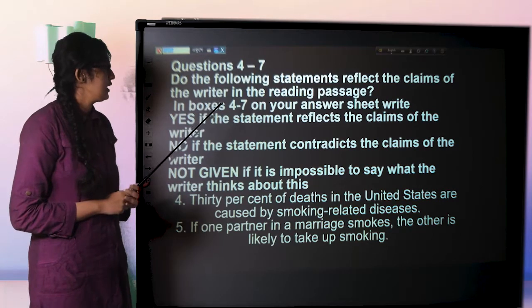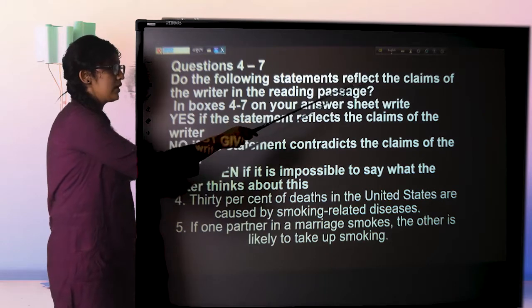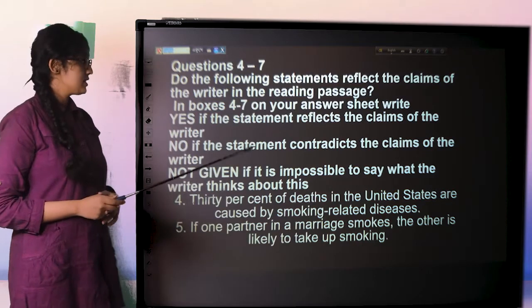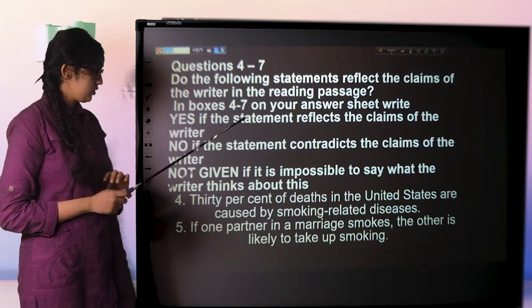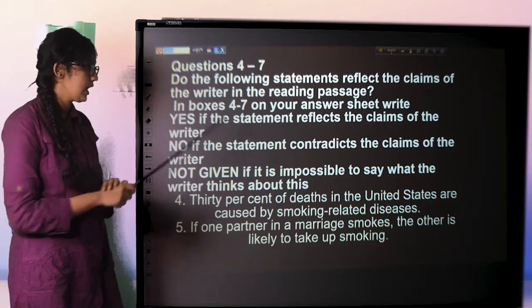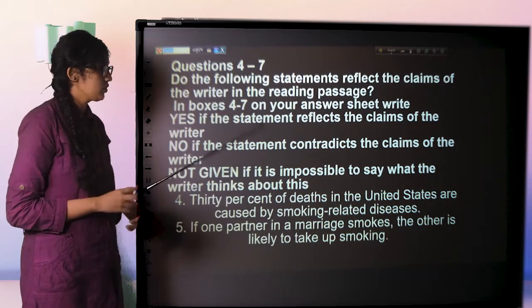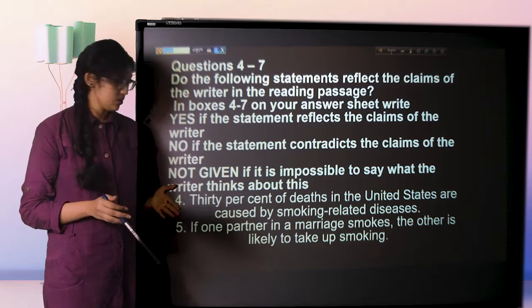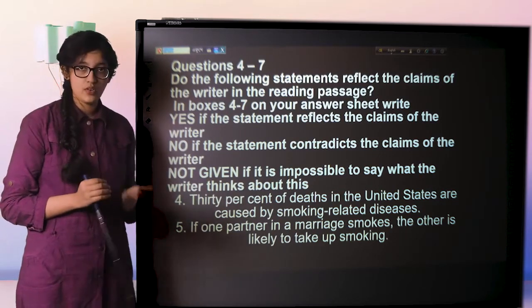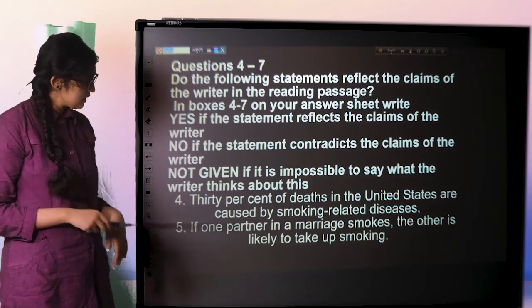Over here, they actually ask you to find whether the statements reflect the claims of the writer by reading the passage, okay? They also define what yes is supposed to mean, what no is supposed to mean, and what not given is supposed to mean. Yes is when you think that the statement reflects the claim of the writer. No is when you think it contradicts the claims of the writer. And not given is when you can't really say whether it's correct or not because it's not mentioned in the passage.